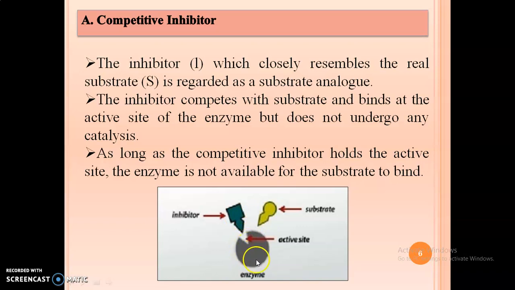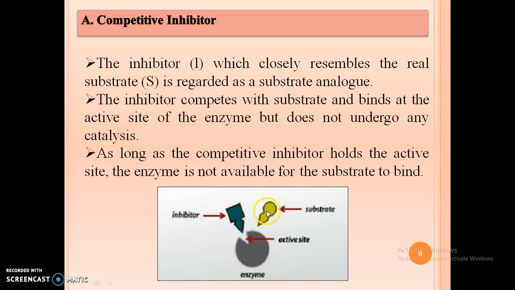Yes, this is your enzyme, this is the active site on the enzyme. You have inhibitor, you have substrate. The inhibitor and your substrate are similar, right? And thus they are competing for your active site. Now, this competition, who will win, depends upon two factors. The first factor is the concentration of the inhibitor and the substrate, and the second factor is the affinity of the enzyme towards the inhibitor and the substrate.